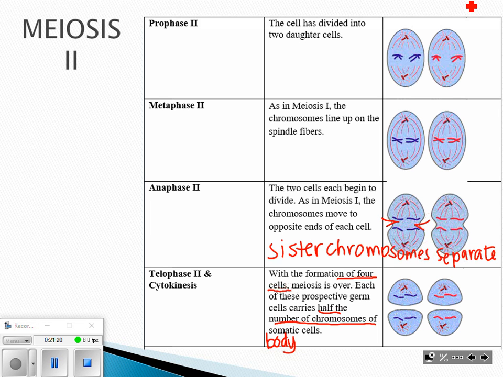So mitosis took 1 cell that's diploid or has 2 copies of the genetic information and made 2 identical diploid cells. Meiosis takes 1 diploid cell and makes 4 haploid cells. Okay? It is a little more complicated than this. Okay?